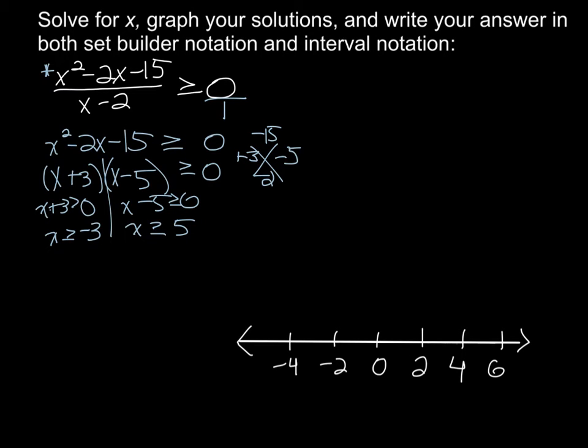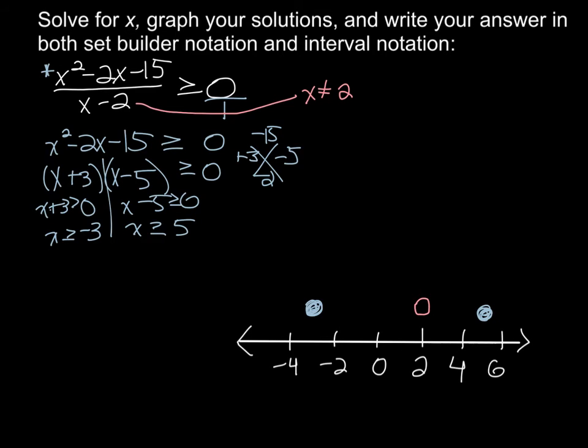So that means I'm going to have a closed circle at negative 3, and a closed circle at positive 5. Now the other restriction that I need to take into account is the denominator. The restriction is that x cannot equal positive 2, because then the denominator would be 0 and it would be undefined. So I'm going to put an open circle at 2 because it cannot be 2.